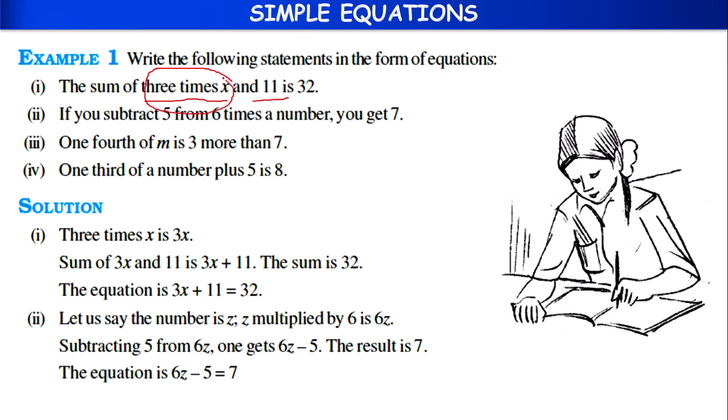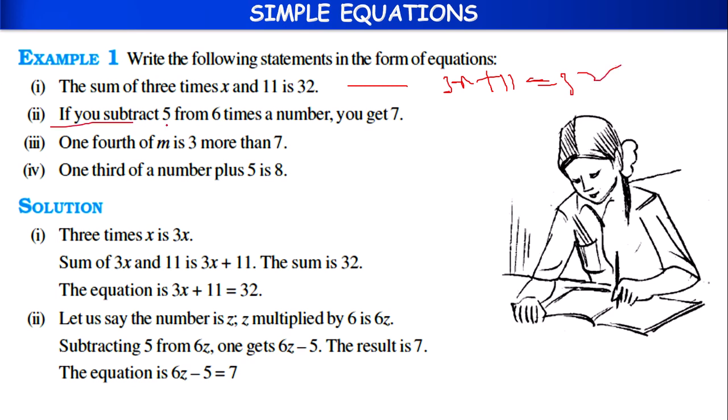So what is 3 times of x? 3 times of x is 3x, because 3 times of x means 3 into x, which is equal to 3x. In the place of 3 times of x, we can keep 3x. So what does it mean? The sum of 3x and 11 is 32, means 3x plus 11. The sum is 32. So 3x plus 11 equals 32. The given statement can be written as 3x plus 11 equal to 32. Next one.